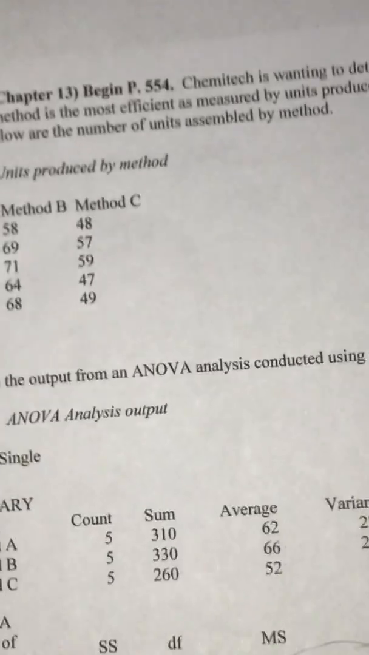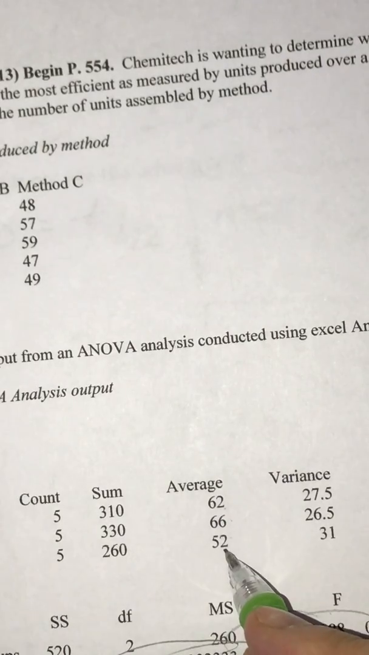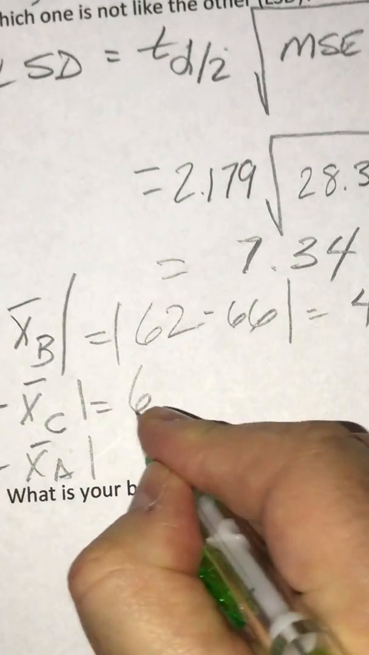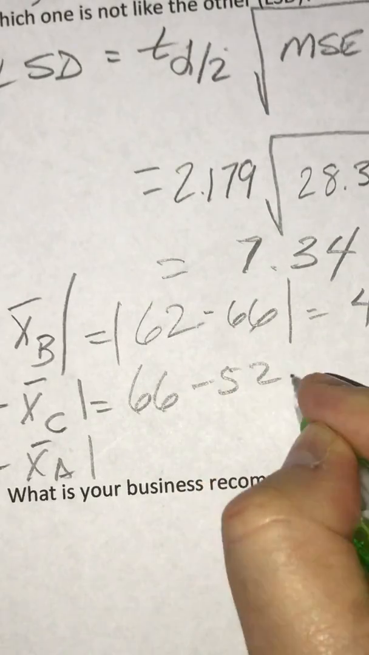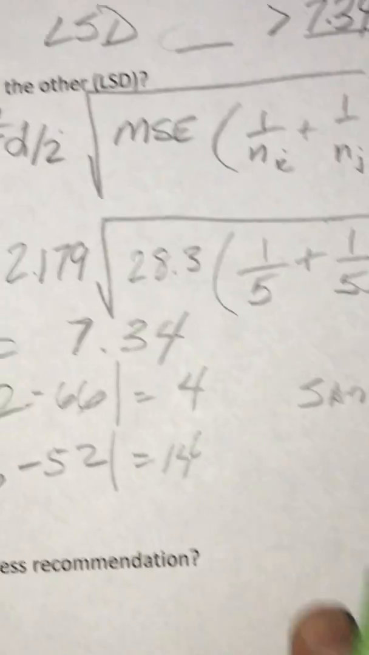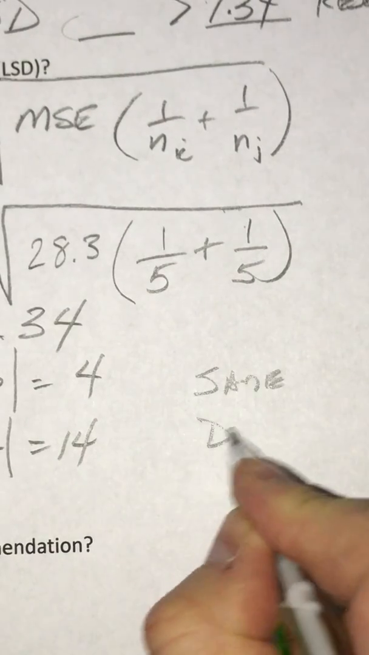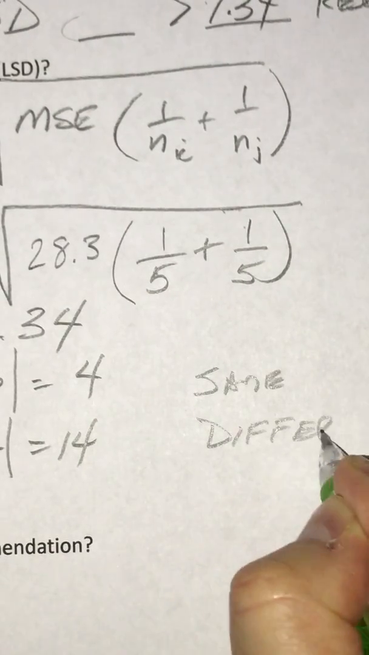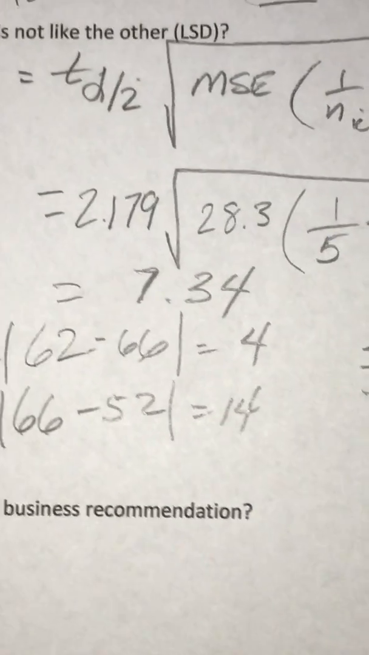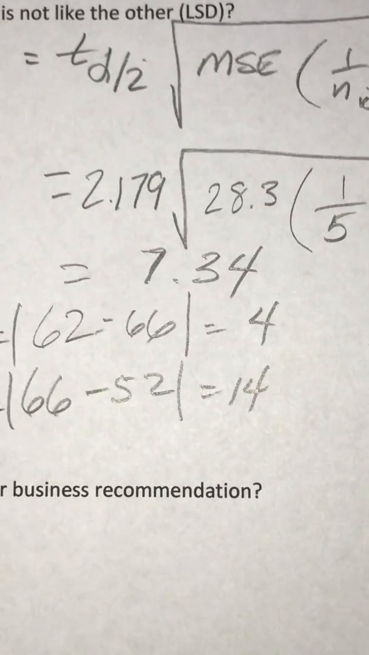Let's take B minus C. B is going to be 66, C is 52. So now we come in here and we go 66 minus 52, absolute value, and that's going to be equal to 14. In that case, 14 is greater than 7.34, so you would conclude that there is a significant difference at p equals .05 for the matching of x bar sub B minus x bar sub C.